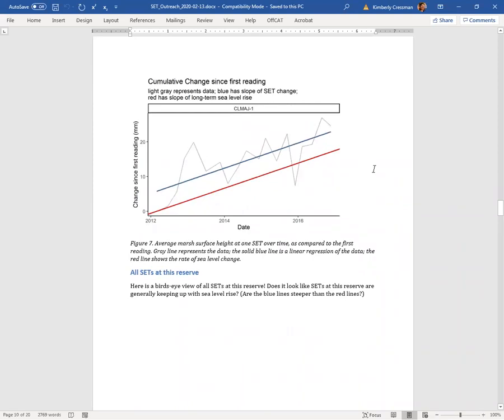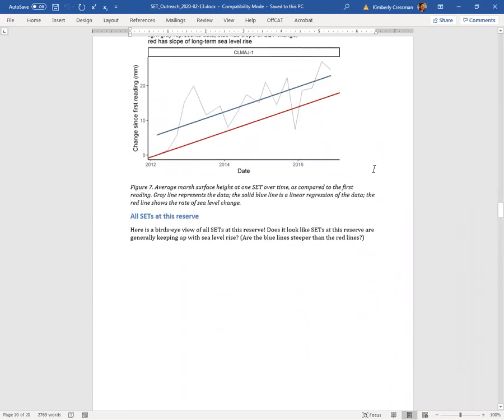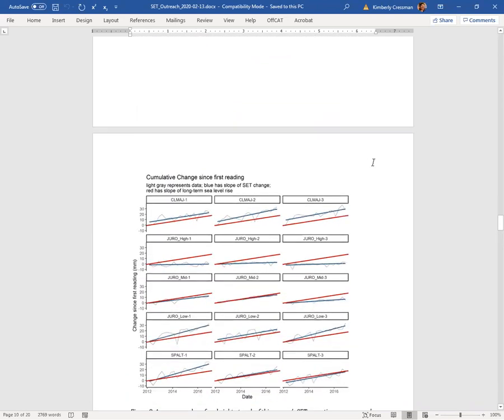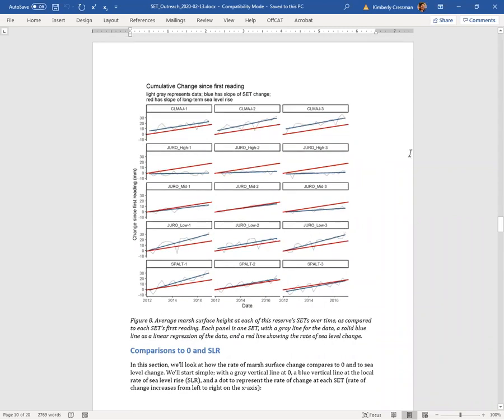And then one more version where we just removed the little points, so the data is just represented by that light gray line. But then once you understand the one graph, you can throw it all together and say, here are all the surface elevation tables at our reserve. Each panel in this graph is a single surface elevation table at our reserve.